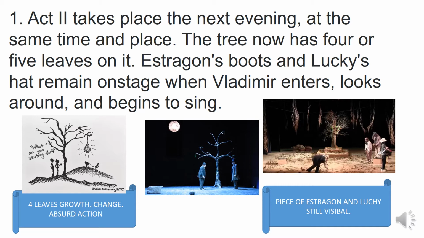So the stage never changes except for the tree. The tree now has 4 or 5 leaves on it all of a sudden. That is the thing that changes. The rest of the setting doesn't change. So why does this happen? There is a sense of growth from one day to the next. Definitely, we can see that. And it's a seasonal change thing.